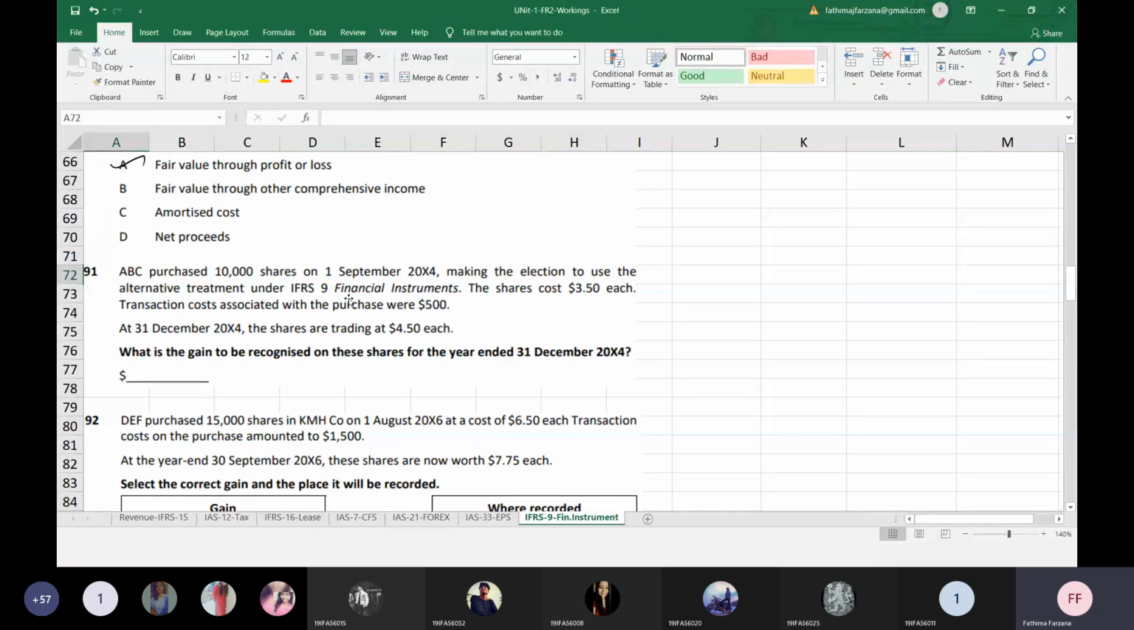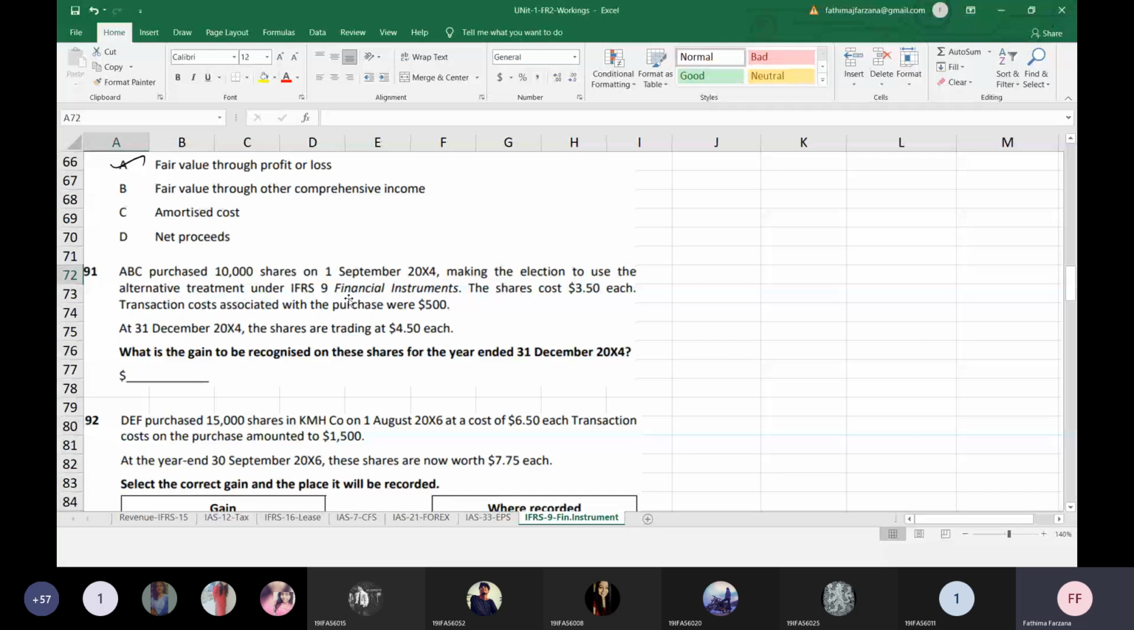ABC purchased 10,000 shares on 1st September 2004, making the election to use the alternative treatment under IFRS 9 for the financial instrument. The shares cost 3.50 each. Transaction costs associated with the purchase were $500. At 31st December 2004, the shares are trading at 4.50. What is the gain to be recognized on these shares for the year ended 31st December 2004?